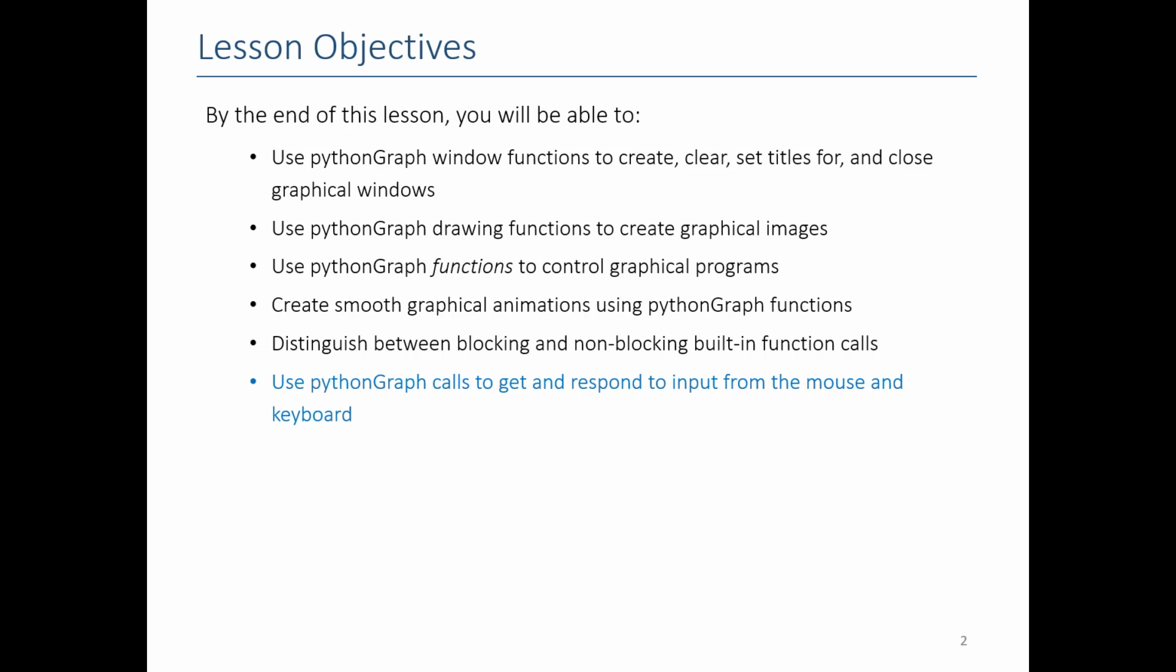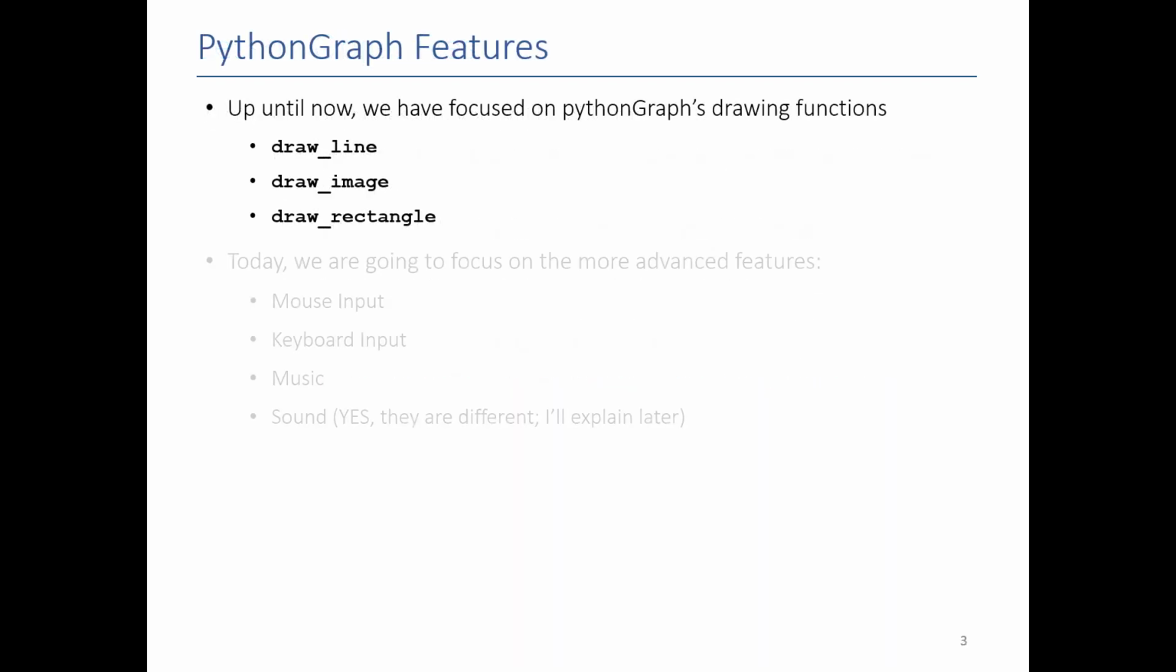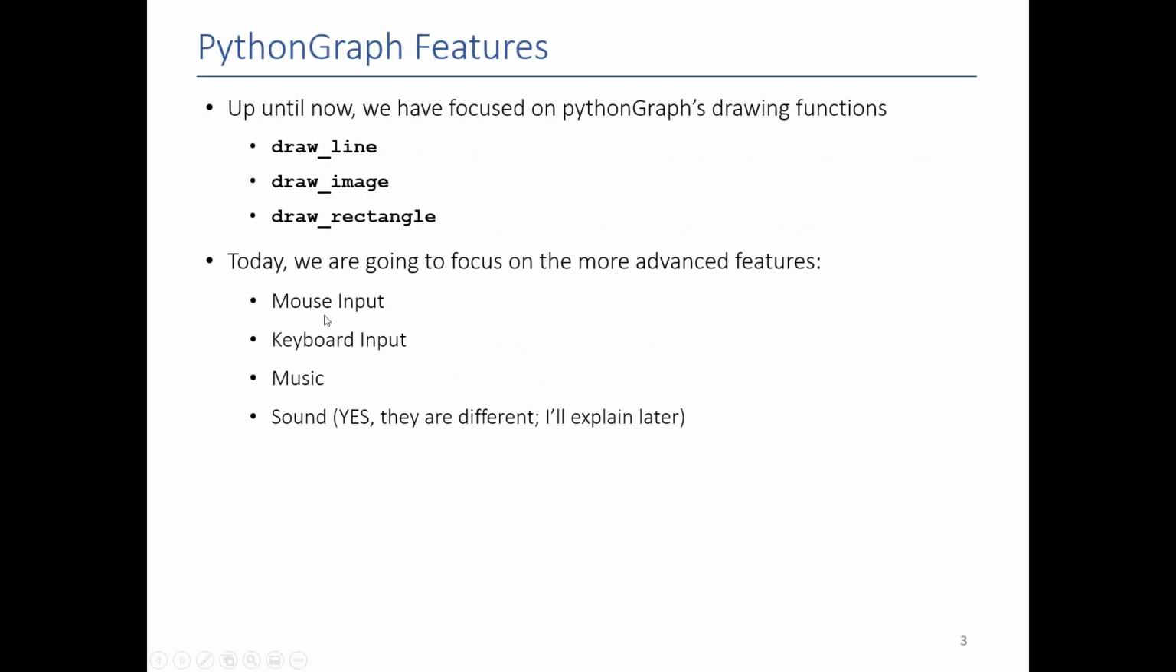Basically, in the previous videos, we talked about doing simple drawings, static drawings, and animations. Now we're going to talk about things that aren't necessarily graphics related, but will help you make more interactive graphical programs. Specifically, in this video, we're going to be talking about mouse input, keyboard input, music and sound. And yes, there is a difference between music and sound, and I'll show it to you in this video.